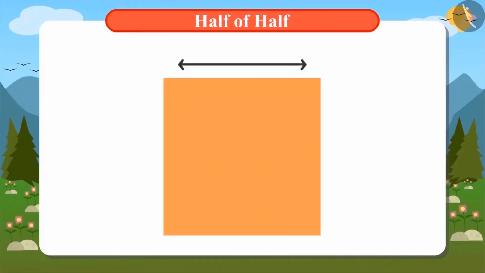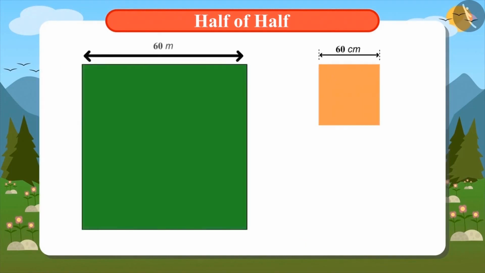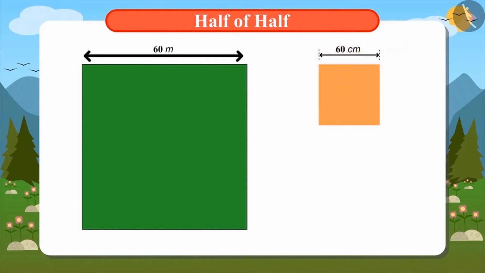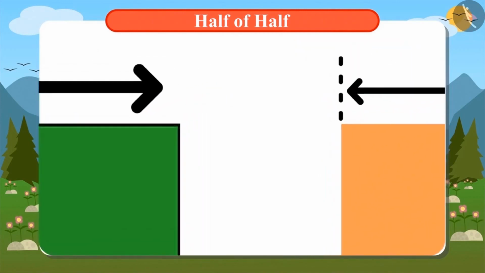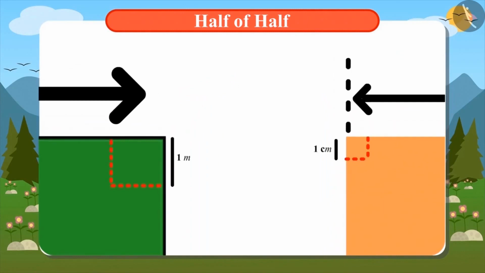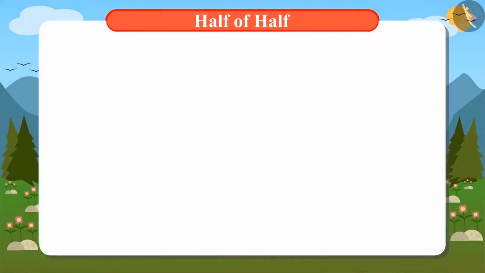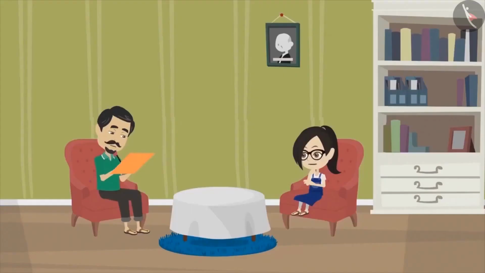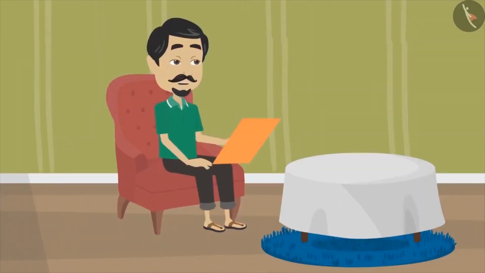This paper shows our field and its measurements. The length of our field is 60 meters and the length of this paper is 60 centimeters. That means 1 meter of the field is taken as 1 centimeter on paper. I'm trying to divide our field into 4 equal parts on this paper so that I can plant one crop in 1/4 part. What does 1/4 part mean? 1/4 part means one of the 4 parts of a thing or shape.